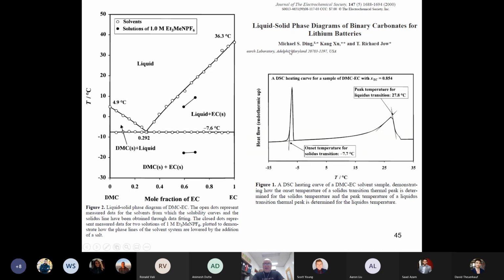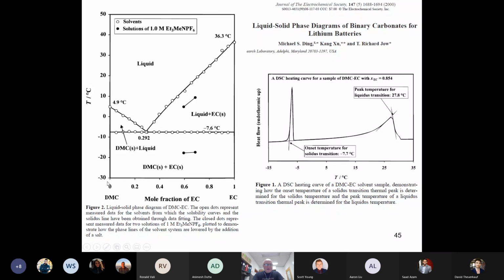So this guy, Michael Ding, he works at the U.S. Army Research Laboratory in Maryland. And Kang Xu and Richard Zhao, these are big electrolyte experts. Michael Ding has measured lots of phase diagrams for different electrolyte systems.